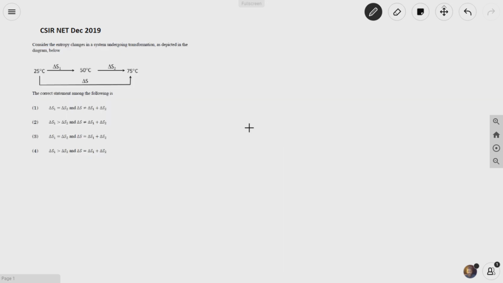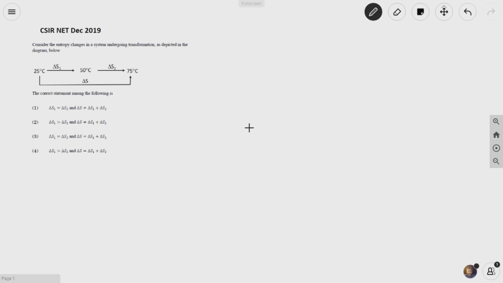So here is the next question. They have given us a 2-step process and also the same process taking place in a single step. They have given us the change in entropy during each process and they are asking us to find the correct statement for the above process.